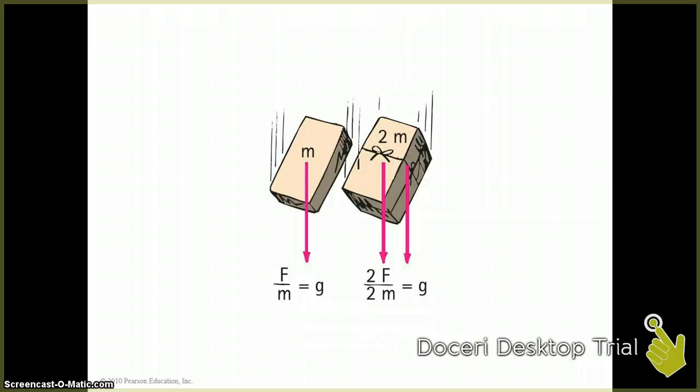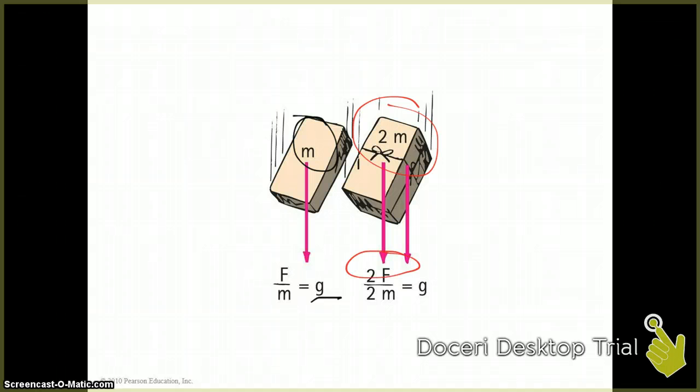Take a look at this diagram. On the left, you see an object falling with a mass m. And yes, when you have that mass m, you have a certain force on the object, which is F. F divided by m gives you the acceleration of the object, which we're going to call g. Let's say that you double the mass now. If you double the mass, yes, you do double the force on the object.